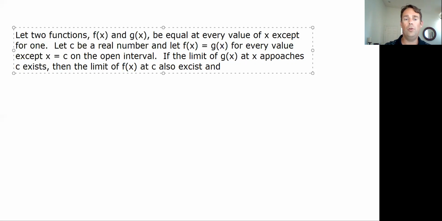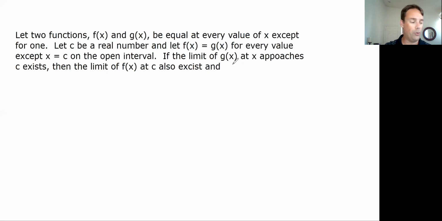So let's add a little bit more here to our theorem. And then, like I said, this is a big theorem. So I want to write it all out there as if you would see it in a calc class, and then we'll talk about it. I'll see if I can't try to give you an idea of what this looks like. Okay, so we have two functions, f of x and g of x, and we're going to let them be equal to every single value except for 1.